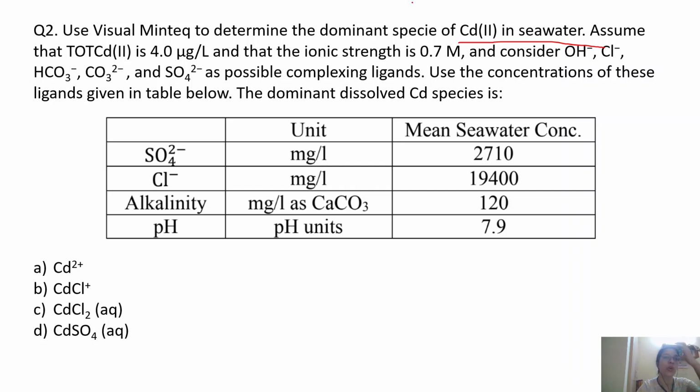Assume that total cadmium is 4 microgram per liter and that the ionic strength is 0.7. Consider OH, chloride, bicarbonate, carbonate and sulfate as possible complexing ligands. Use the concentrations of these ligands given in the table below. We need to find out the dominant dissolved species.